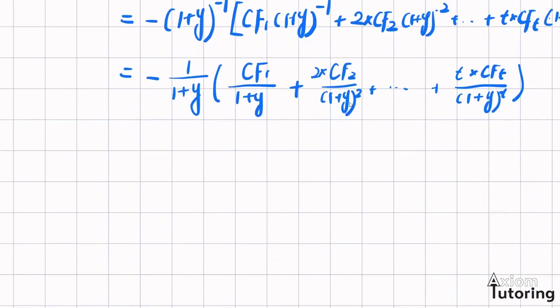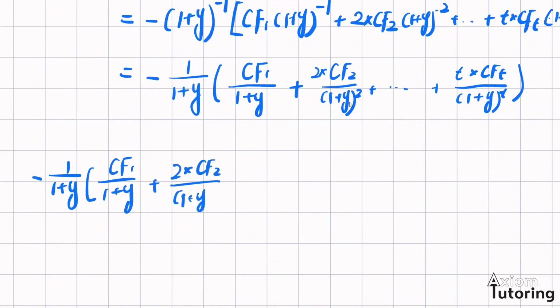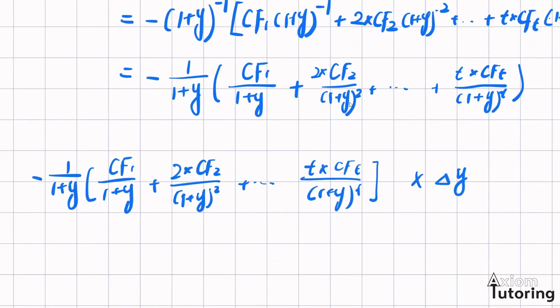So let's do it right here, which is going to be minus 1 over 1 plus y, CF1 over 1 plus y, plus 2 times CF2 over 1 plus y to the power of 2, and all the way to t times CFT divided by 1 plus y to the power of t. And then multiply by delta y here.